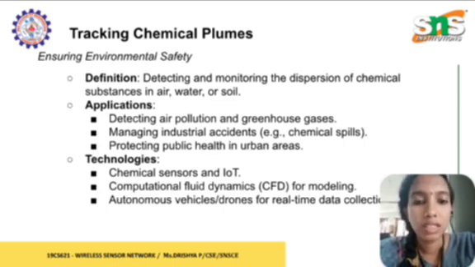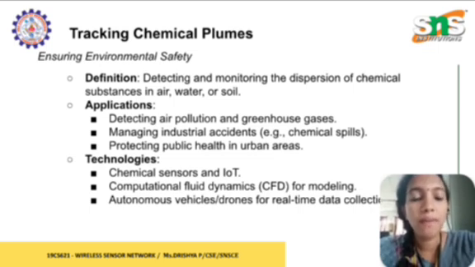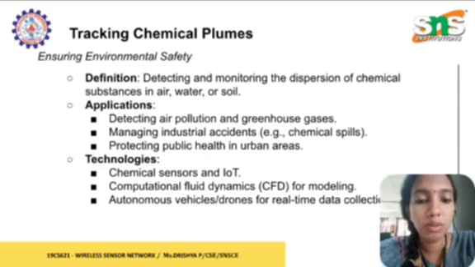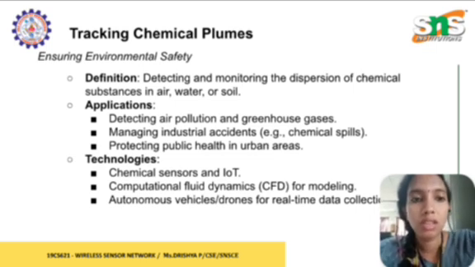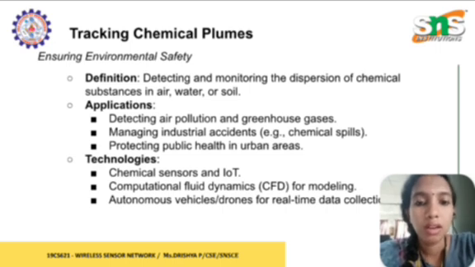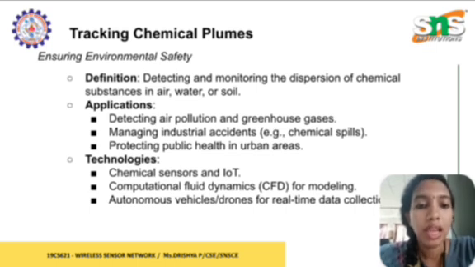The applications are detecting air pollution and greenhouse gases, which are carbon dioxide, carbon monoxide, etc. Then managing industrial accidents, then protecting public health in urban areas. So everything is related to pollution. Some of the technologies behind tracking chemical plumes are chemical sensors and IoT. Hardware is a must in tracking chemical plumes. Then computational fluid dynamics, CFD, for modeling, and autonomous vehicles or drones for real-time data collection.